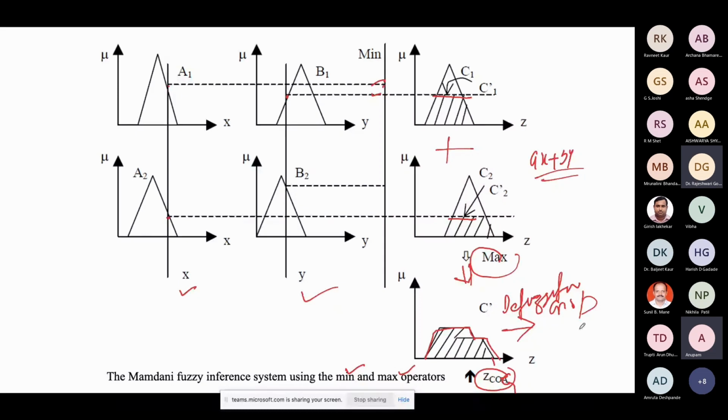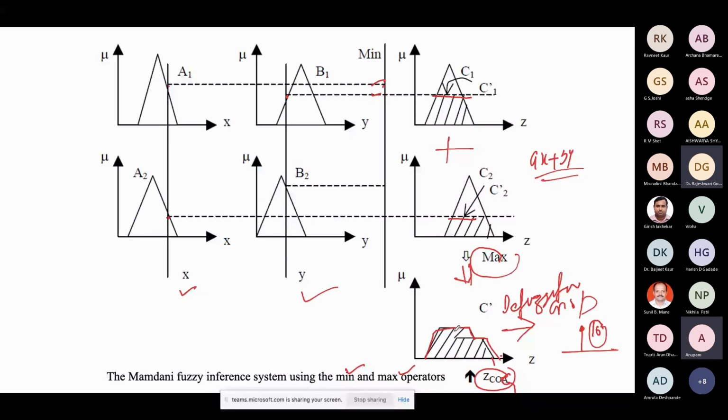Likewise, suppose this is a 10, right? Here we have a distributed value. Now we have 10. So this is defuzzification, right? So this is the Mamdani approach.